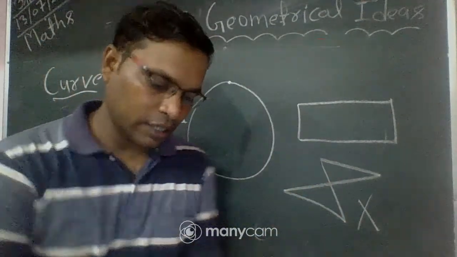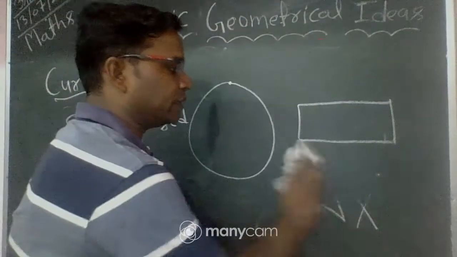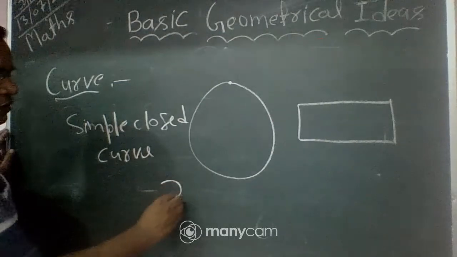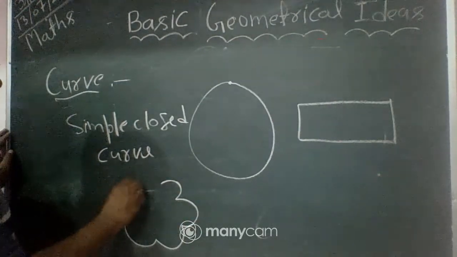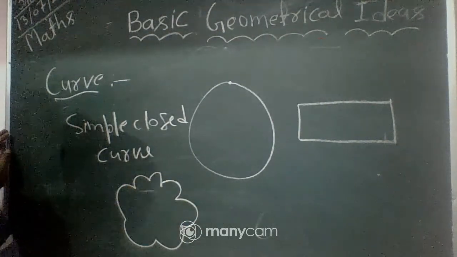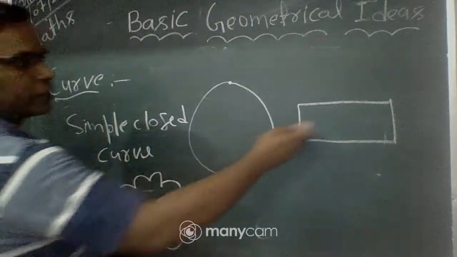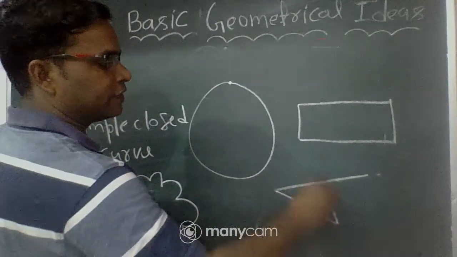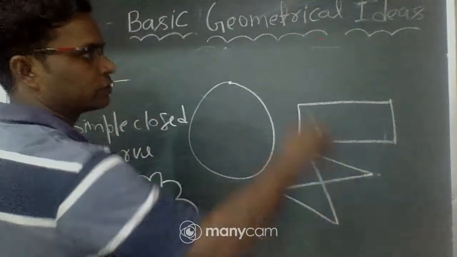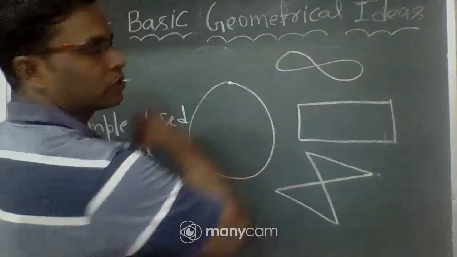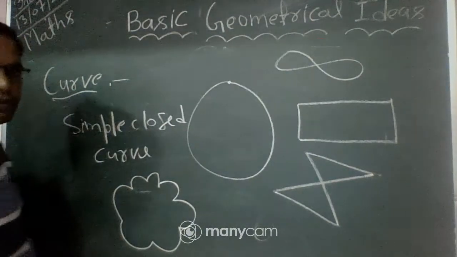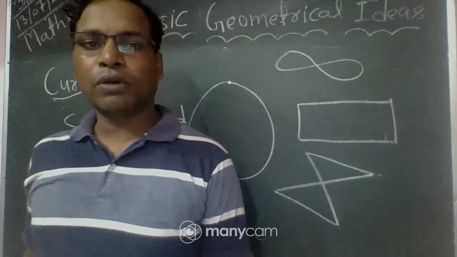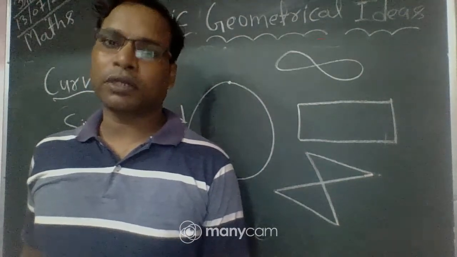You have a lot of examples of simple closed curves like this. This is a simple closed curve, simple closed curve, simple closed curve. But the first type of figure is not a simple closed curve. I hope all of you understood what a simple closed curve, a simple open curve, and a simple curve are.